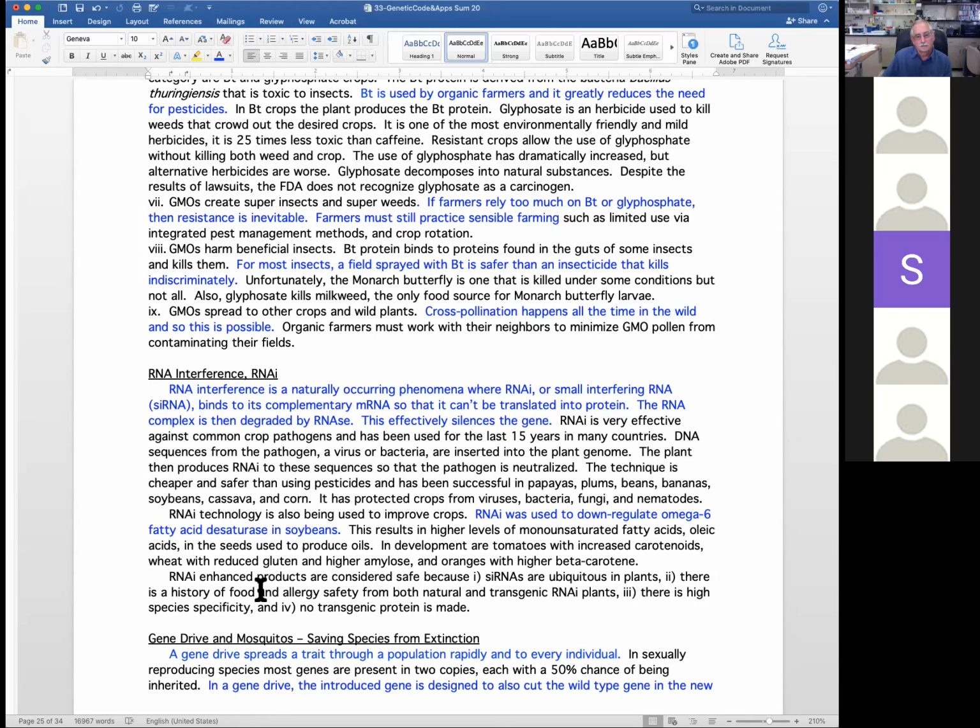So RNA interference technology is another way to improve crops. It was used to downregulate omega-6 fatty acid desaturase in soybeans. What does that mean? So you make an RNA that binds to the messenger RNA that would normally code for this fatty acid desaturase. So that means that enzyme is knocked down and you get lower levels, or I should say you get higher levels of monounsaturated fatty acids. So you improve the oil.